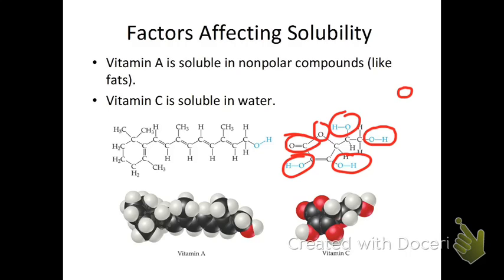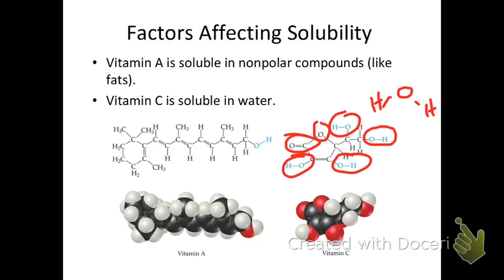Remember, water looks like this. And so when we look at this molecule, it kind of makes sense. Again, all these OHs, lots of polar bonds. It probably is pretty polar, and it will dissolve in a like substance, say water.